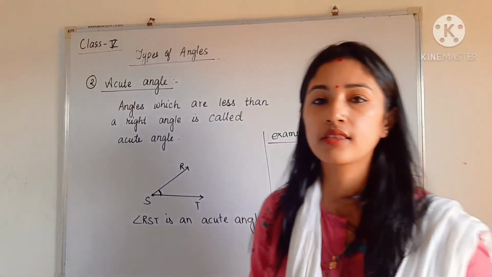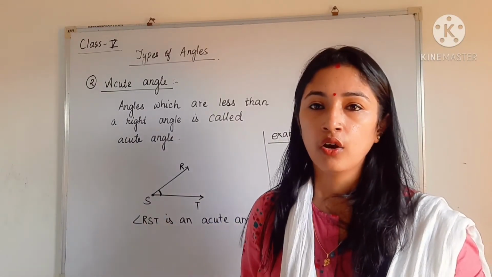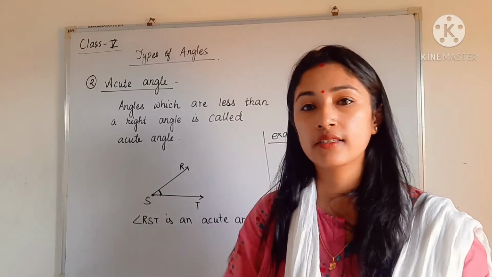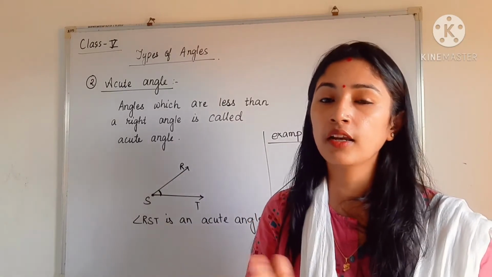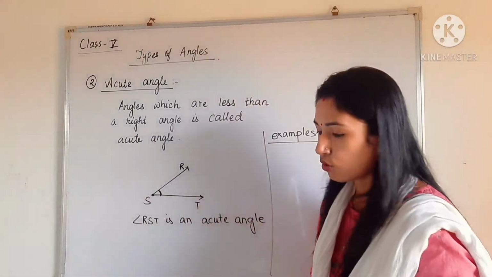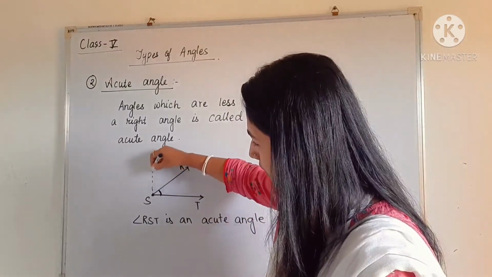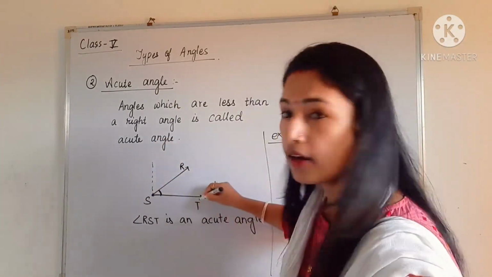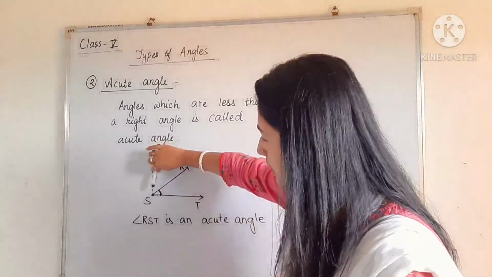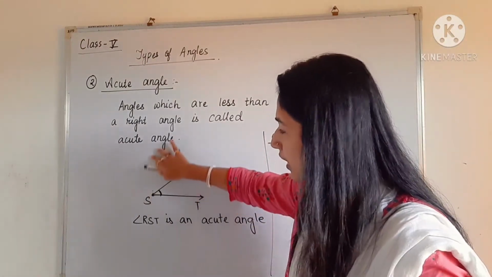Angles which are less than a right angle. Okay, already we have discussed right angle. The angle which is less than the right angle is called an acute angle. So this is the diagram, see. Our right angle was like this. This was our right angle. And now you can see this is less than the right angle. So that means this is called an acute angle.